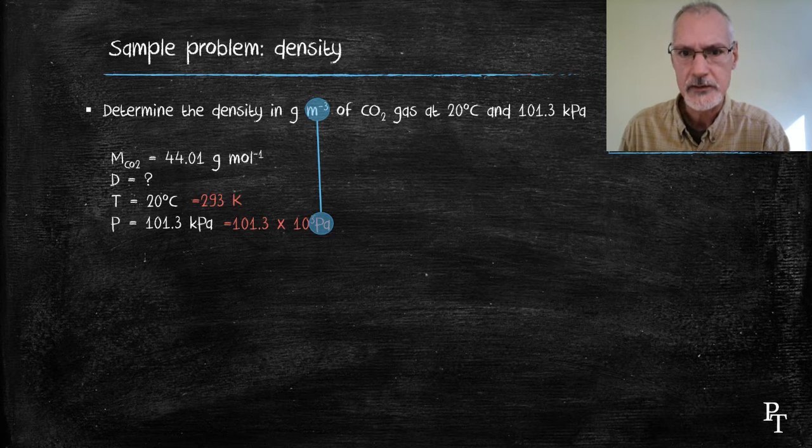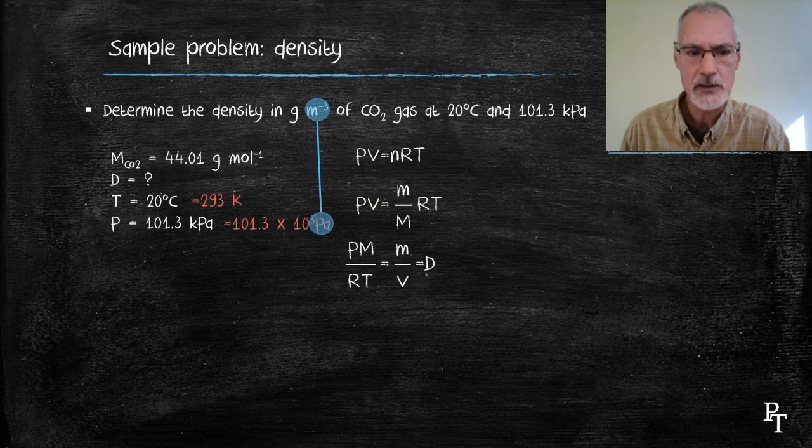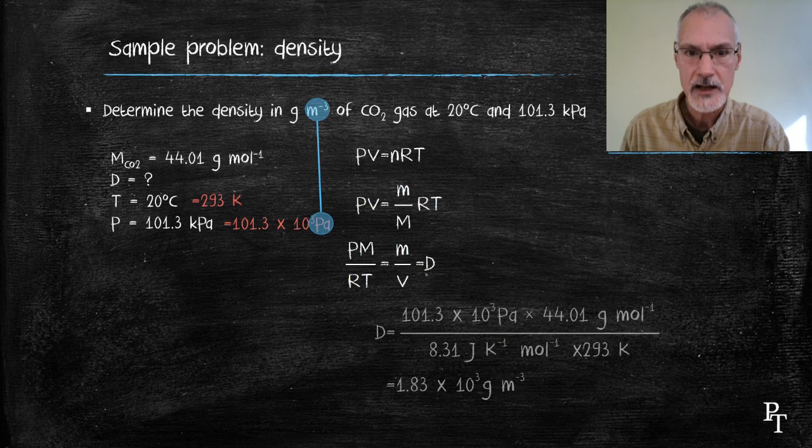Now there's the ideal gas law, PV equals nRT. Now I'm going to replace the number of moles with mass over molar mass, small m over capital M. And I'm going to further rearrange the equation to get density by itself on one side, density being mass over volume. And you can see that in the final expression. So pressure times the molar mass divided by the universal gas constant R times T will give you the density of my gas. Substituting in the values and solving, I get 1.83 times 10 to the 3 grams per cubic meter.